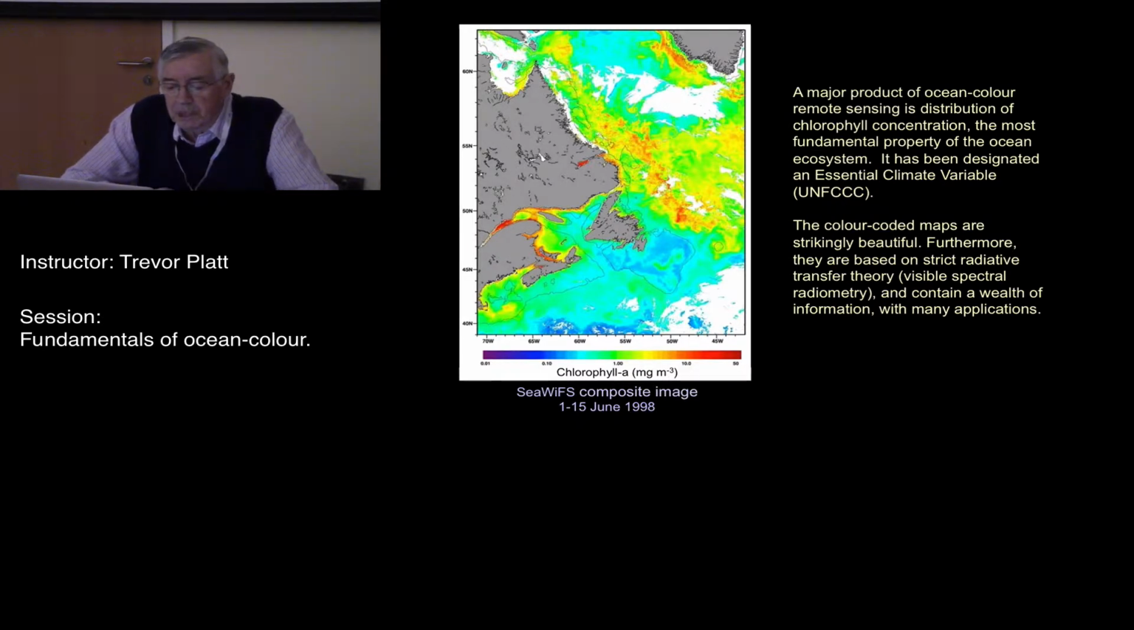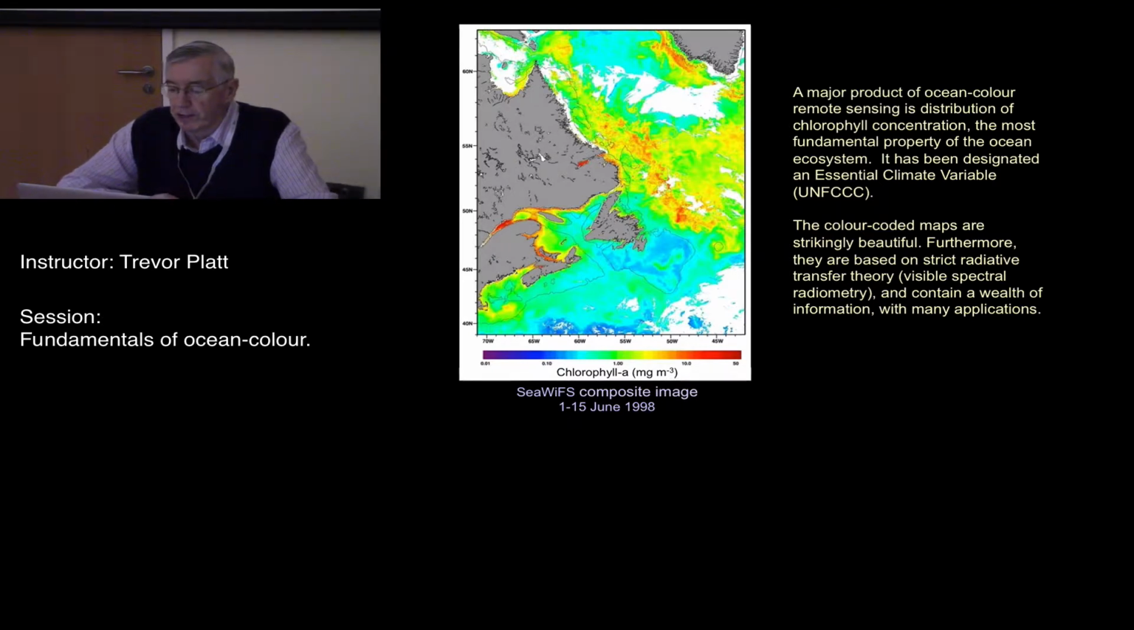And this particular map shows the ocean color of the eastern coast of Canada, and I think any marine scientist would agree that this is a rather beautiful picture. However, even though they're nice to look at, we should never forget that they are based on strict physical theory, in this case radiative transfer theory, and so they're not just pretty pictures. They contain a great deal of information, provided we are clever enough to interpret the information.